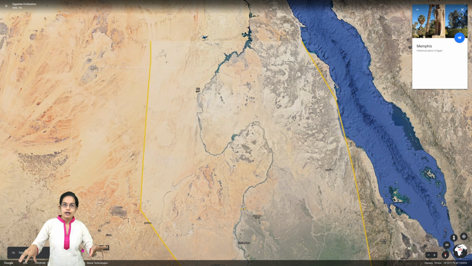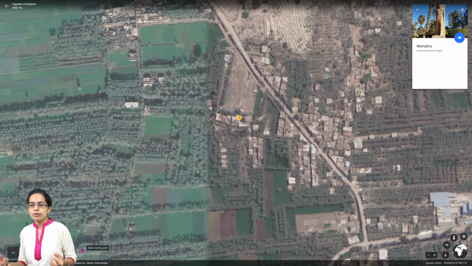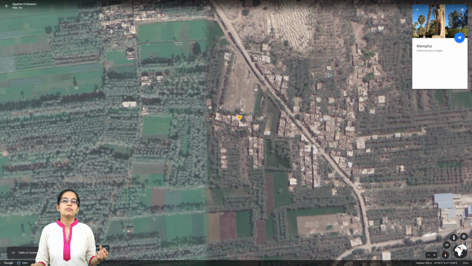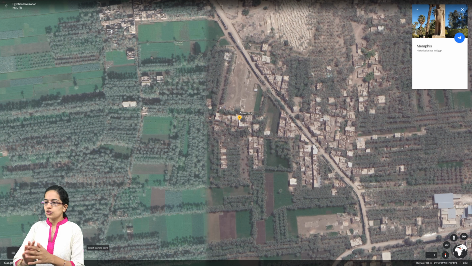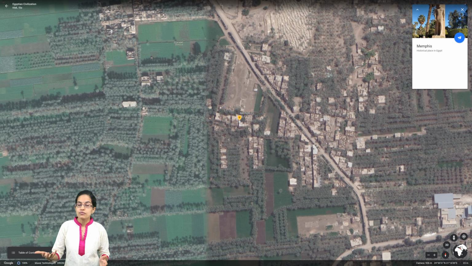Now the towns developed, but these towns developed organically. So two important towns were Memphis in the regions of Lower Egypt and Thebes in the regions of Upper Egypt. Thebes is the present day Luxor, as we could understand. As you can see, even today around Memphis you see a lot of greenery, and this is what we were talking about.